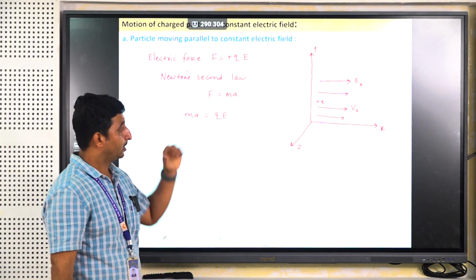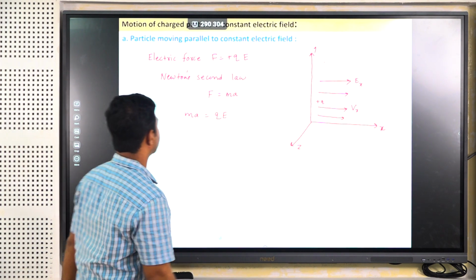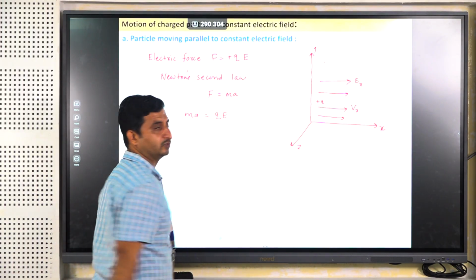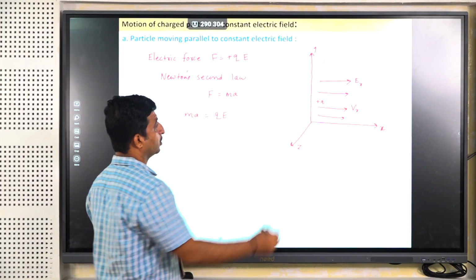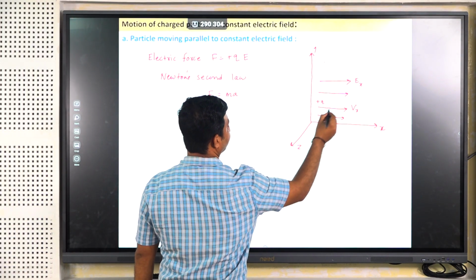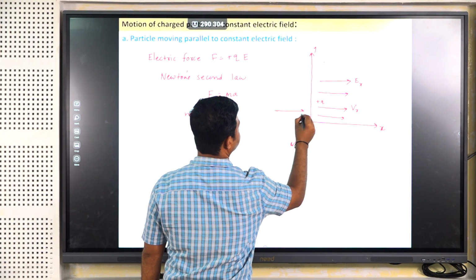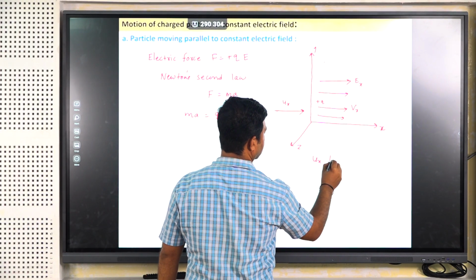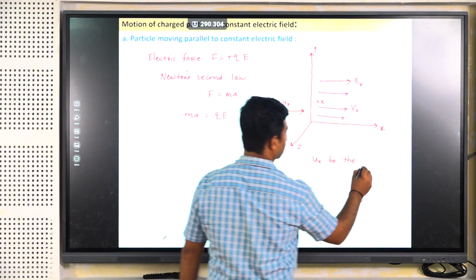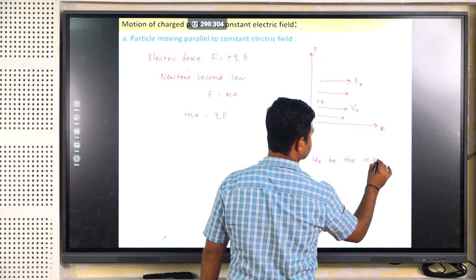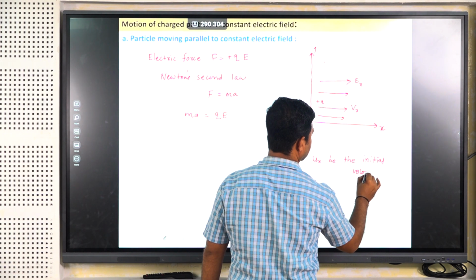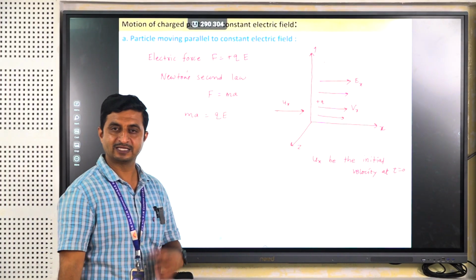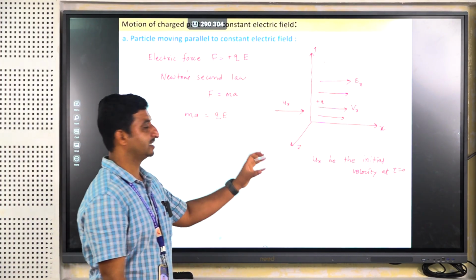This is the acceleration a, which is along the x-axis, and we know that acceleration is nothing but the change in velocity with respect to time. When this charged particle enters inside the electric field, initially the velocity of the charged particle is ux. Let me consider ux be the initial velocity at t equal to 0. That means before entering the electric field, the velocity of that charged particle is ux.